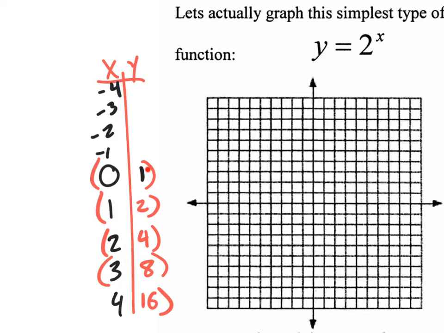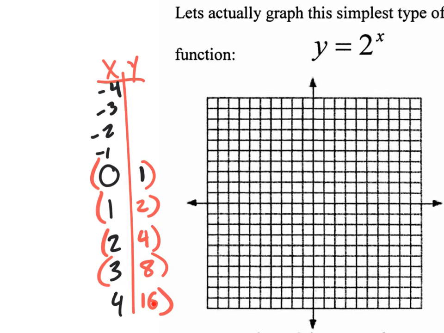So 1, to get to the next one, I want to go times the growth factor 2. 1 times 2 is 2, times 2 is 4, times 2 is 8, times 2 is 16. So it's a lot easier to use consecutive integer inputs and then use the growth factor to get your other outputs. Really easy to do, right?